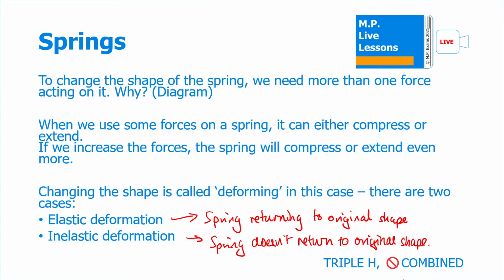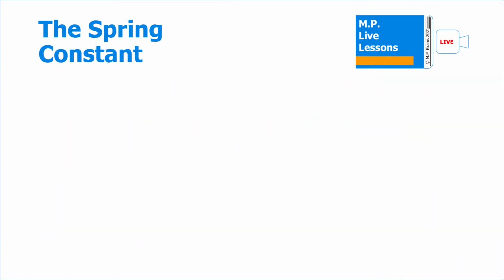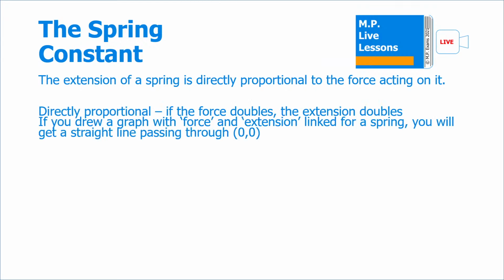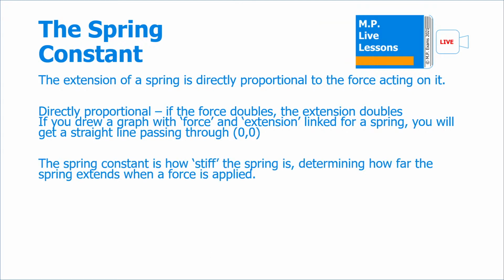Now, one other thing we need to look at with springs is the spring constant. So the extension of a spring is directly proportional to the force acting on it. In other words, we need more force to extend the spring more. So directly proportional also means if we looked at this on a graph, if the force doubles, the extension doubles. And if we drew a graph, it would be a straight line going through 0, 0. In other words as well, the spring constant is how stiff the spring is, determining how far the spring extends when a force is applied.